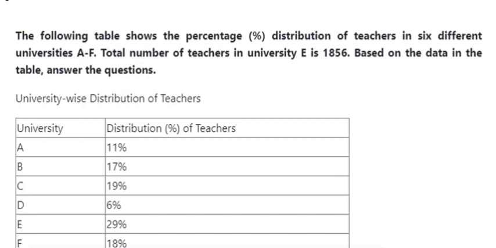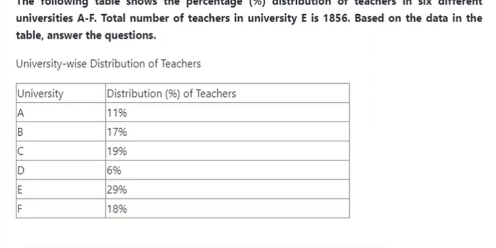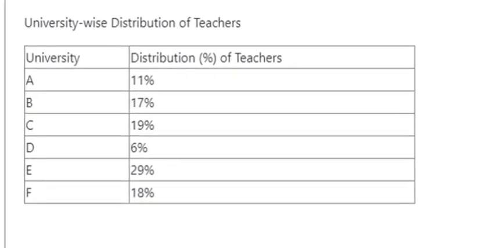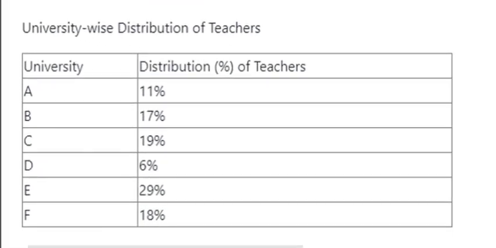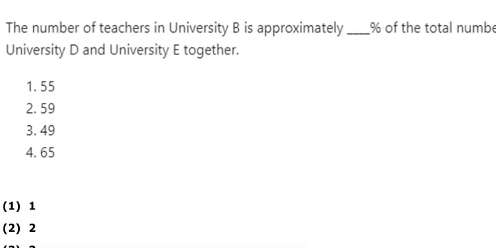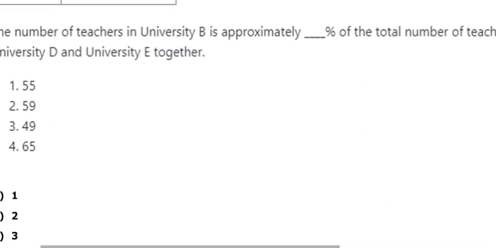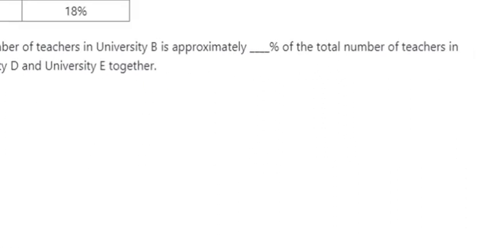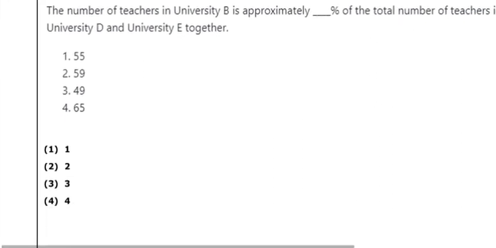The first question that we have got is: the following table shows the percentage distribution of teachers in 6 different universities A to F. Total number of teachers in University E is 1856. Based on the data in the table, answer the questions. University A, B, C, D, E, F, and the distribution of teachers is like this: 11%, 17%, 19%, 6%, 29%, 18%. Now the first question is: the number of teachers in University B is approximately what percent of the total number of teachers in University D and University E together?